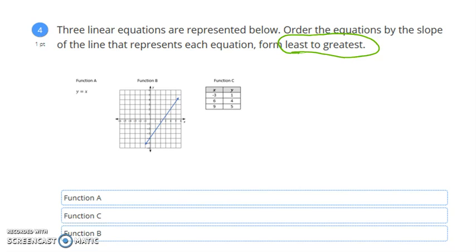So starting with function A, it's y equals x. Remember in algebra, there's an invisible 1 that sits in front of that x. So my slope here is actually 1. Looking at function B, let's go ahead and find our slope. Remember, we need 2 points. So here's a point, and it looks kind of tiny on my screen, but let's go here because I know for sure that that's a point.